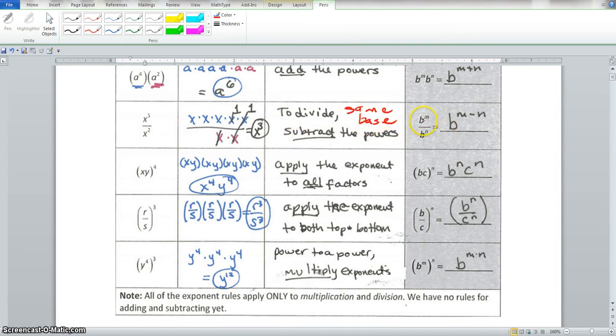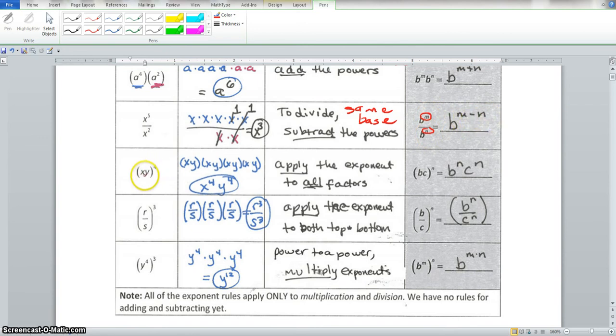So we have our example here. We have b to the m over b to the n. We carry over our base, and we take the top exponent minus the bottom exponent, or the numerator's exponent minus the denominator's exponent. So we have m minus n.